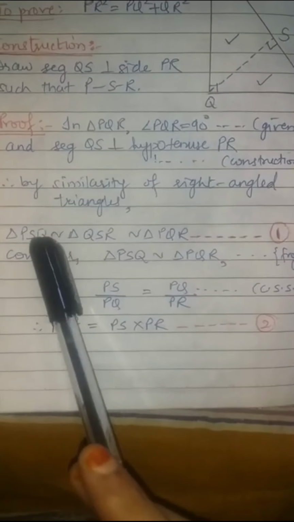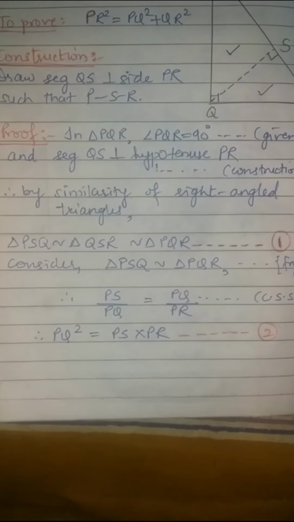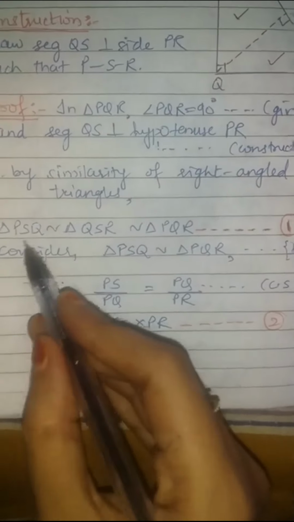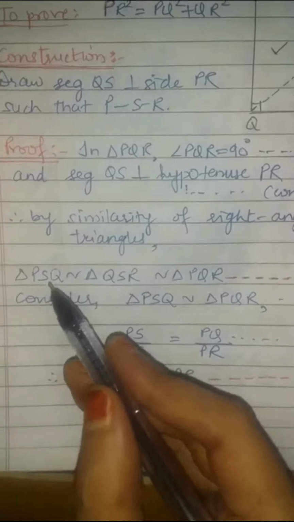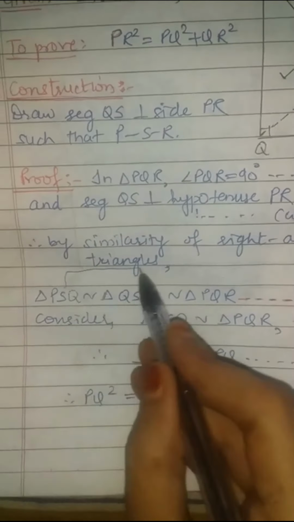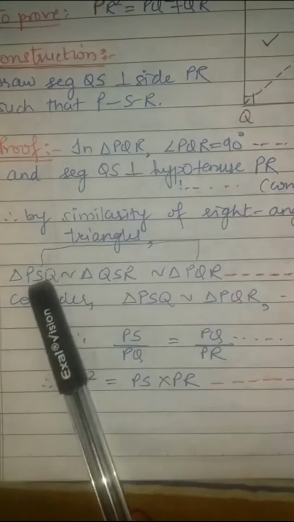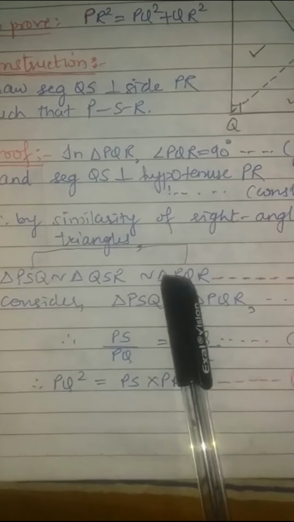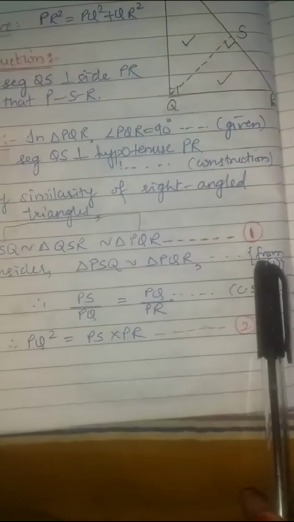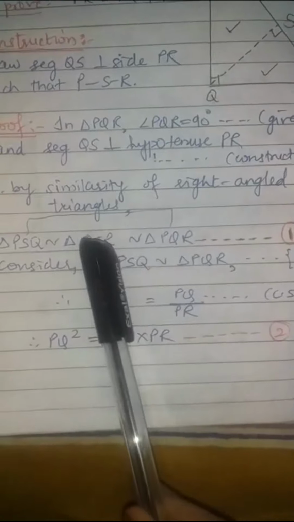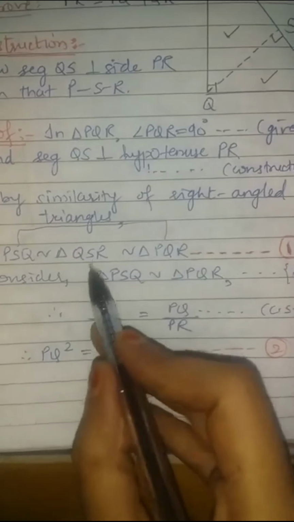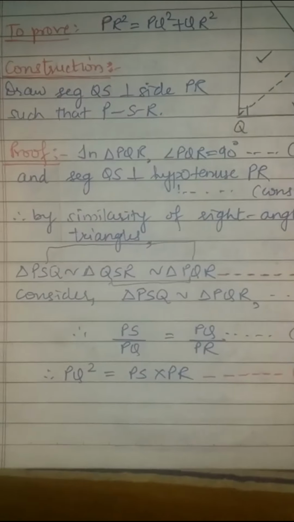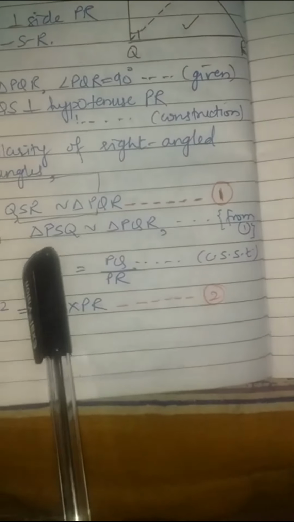Consider triangle PSQ similar to triangle PQR. So we are going to take individually the two right angle triangles similar to the original one. So first pair will be triangle PSQ similar to triangle PQR, that is from equation 1. And the second pair we are going to select triangle QSR and the original triangle, that is PSR. Fine. So let's start with the first pair.